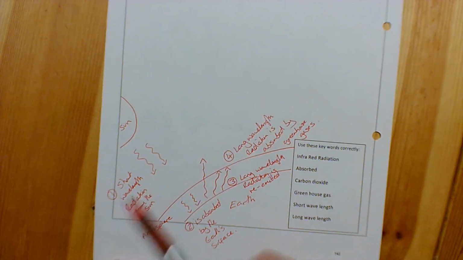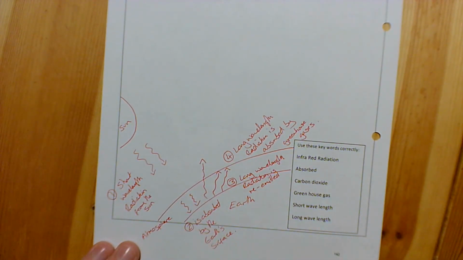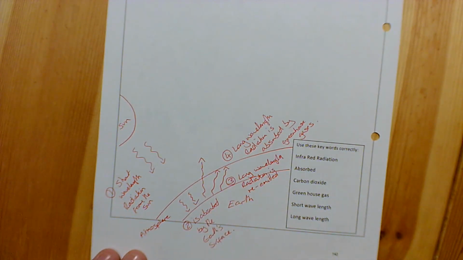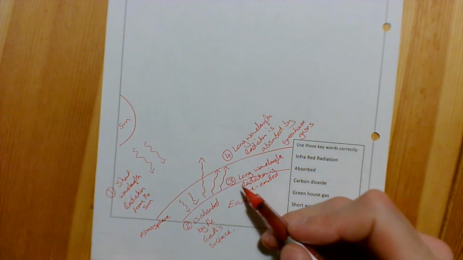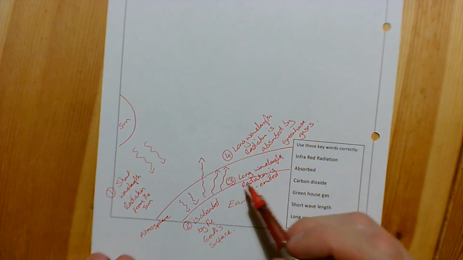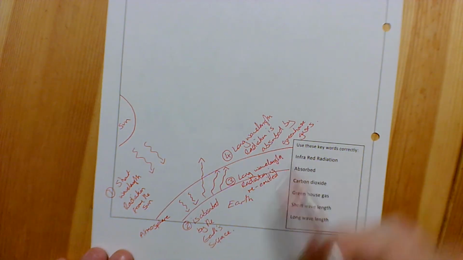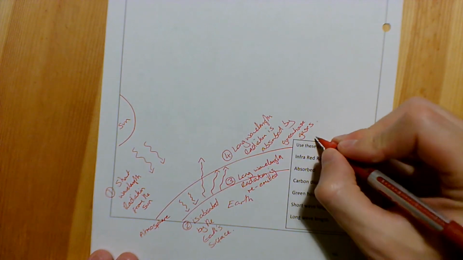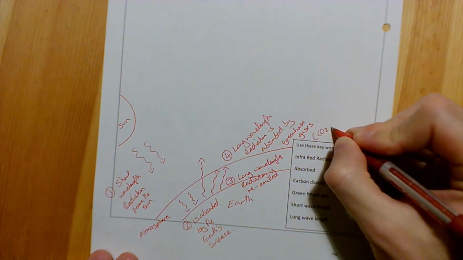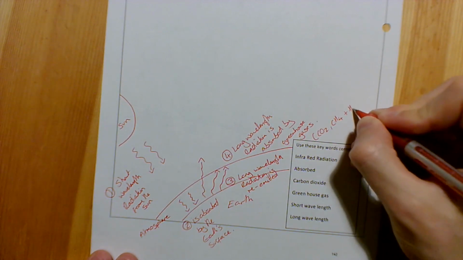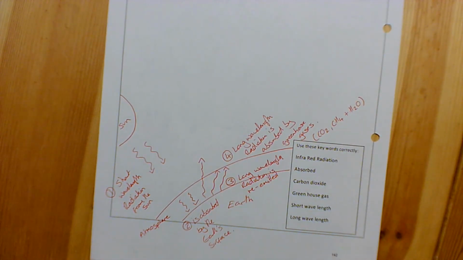So short wavelength, high energy radiation from the sun travels through space, through the atmosphere, hits the Earth's surface, it's absorbed by the Earth's surface, which warms it up, and it is re-emitted back to space as long wavelength radiation, and that long wavelength radiation is absorbed by greenhouse gases, and those greenhouse gases are carbon dioxide, methane, and water vapor. Okay, and the more carbon dioxide, methane, and water vapor we have in the atmosphere, the more of this infrared radiation they're going to absorb, and the higher the average global temperature.